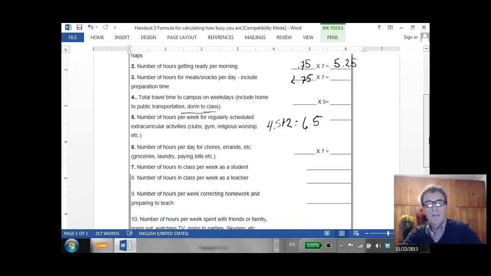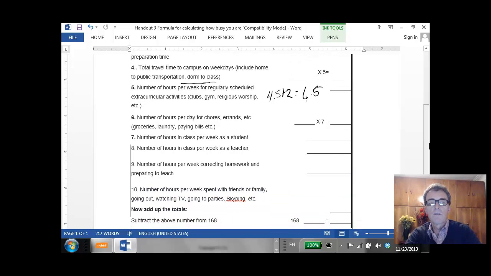And you move down to the number of hours for chores, errands. So in other words, the number of hours you spend doing laundry, going to the supermarket. And then number 7, the number of hours in class per week as a student. That could be, if you're taking 2 classes, maybe each class is an hour and a half. That would be 3 hours, maybe each class is longer, etc.